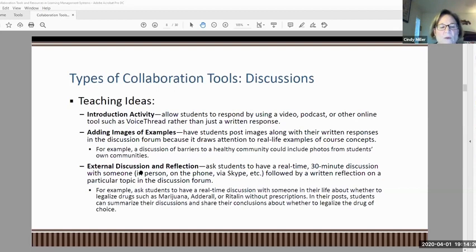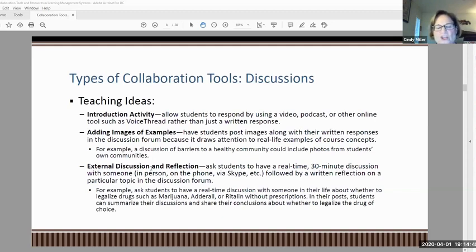And then you might want to include an external discussion and reflection. A lot of times we'll ask students from our classes to go home and discuss things with their parents or discuss something with a friend or whatever it may be, or a professional. They could come back then and post those responses based on what they learned in that external discussion.